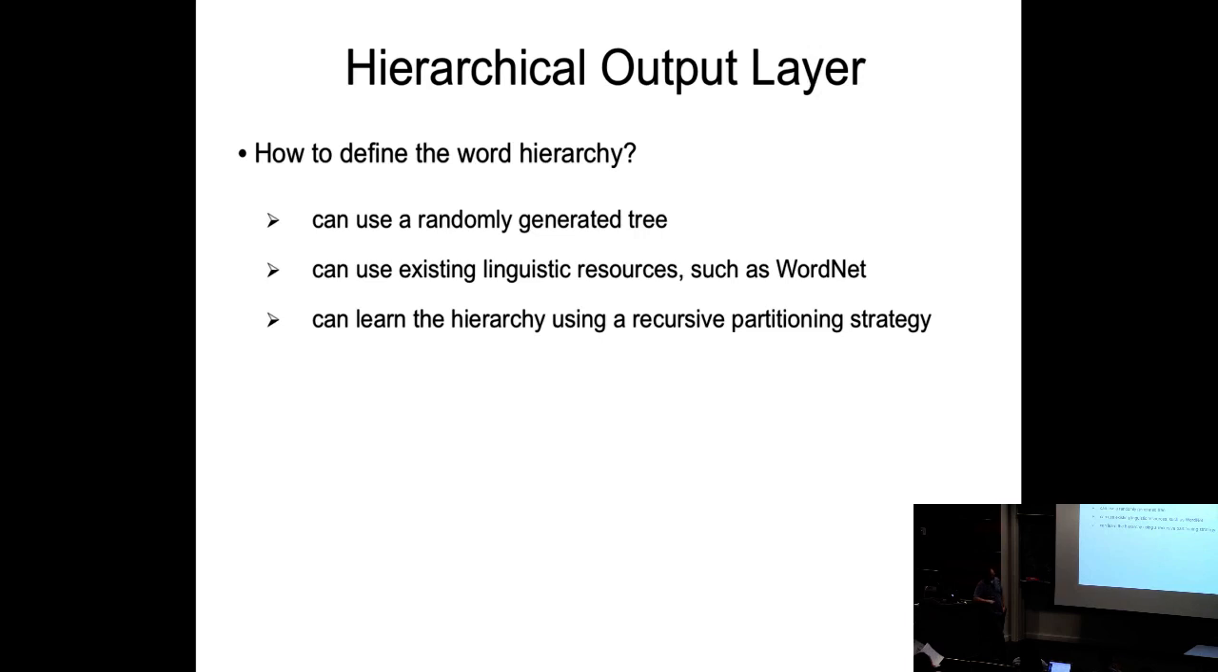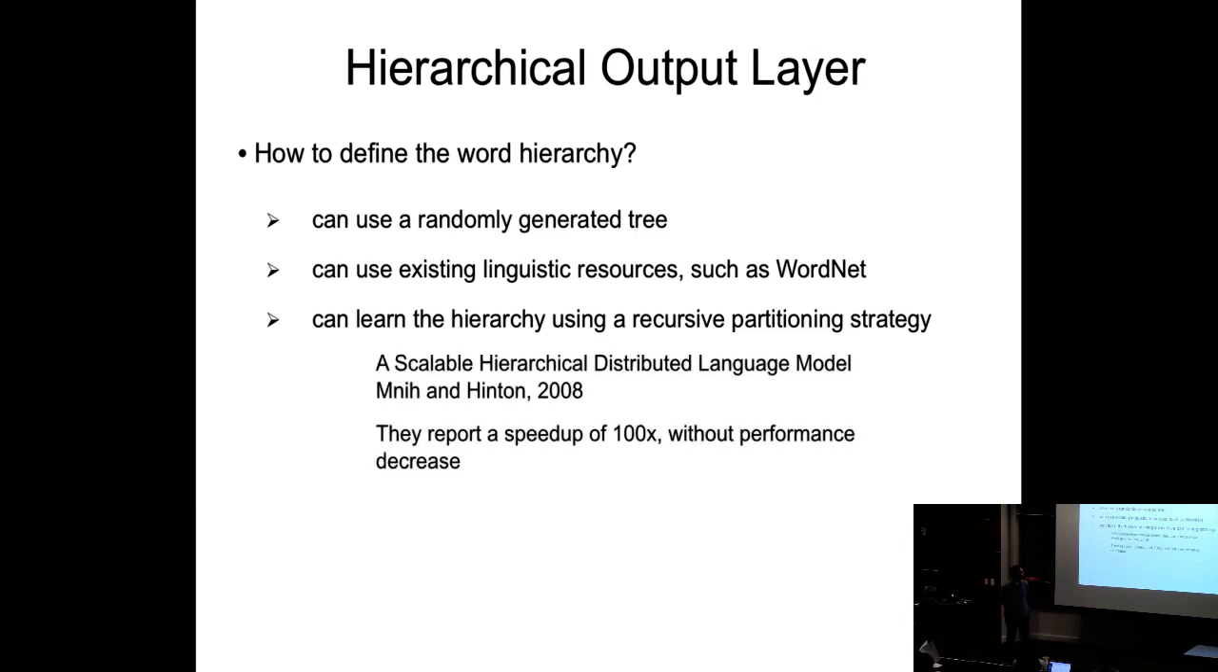You can use randomly generated trees, you can use linguistic resources like WordNet, you can learn the hierarchy using some kind of recursive partitioning. And again, you train the model, you refit the tree. There was a paper back in 2008 from Hinton's group, and they reported a speedup of about 100 times without performance decrease. So they've shown that for very large scale models, this hierarchical softmax can really give you leverage in terms of speeding up the output.